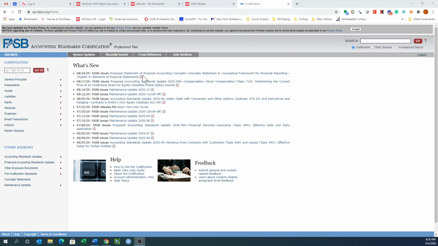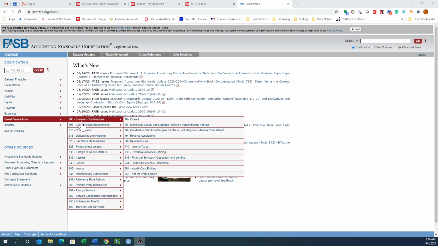So if the settlement date and the transaction date are different, right? If we all of a sudden are not dealing with the most up to date, if you will, item. So what do we do with that revaluation gain or loss? Well, let's go back over to our broad transactions.